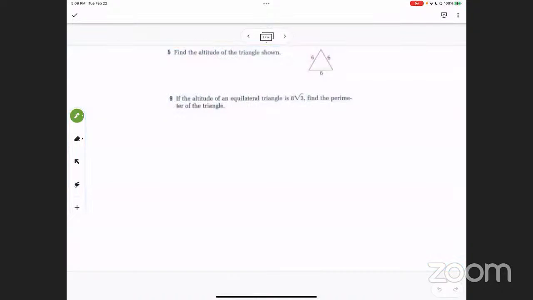Find the altitude of the triangle shown. So we have a triangle like this, and they want us to find the altitude. The altitude means if I take a point and drop it straight down and make a right angle with the base, that's the altitude. They told me that all these sides are 6, which means it's equilateral, right? Which means what are the angles here? 60-degree angles. So this is 60 degrees.